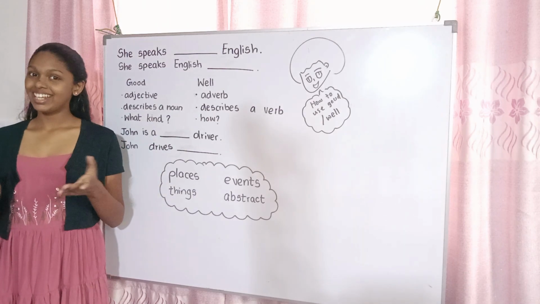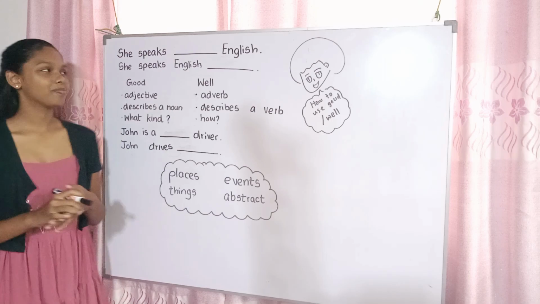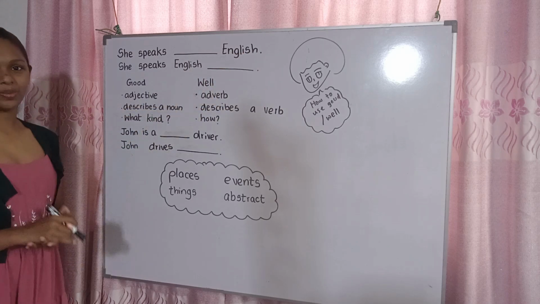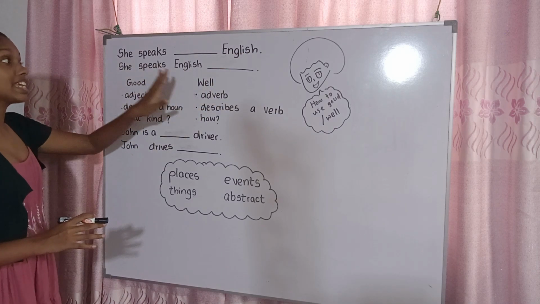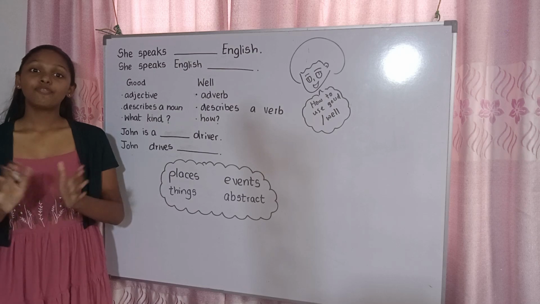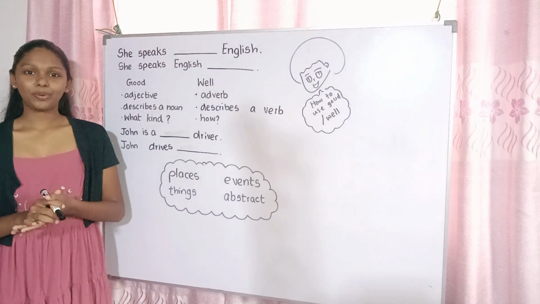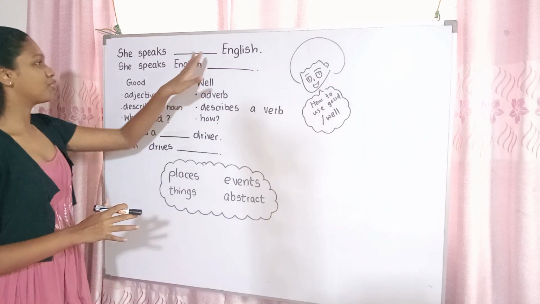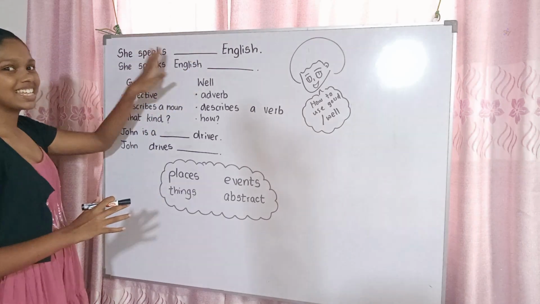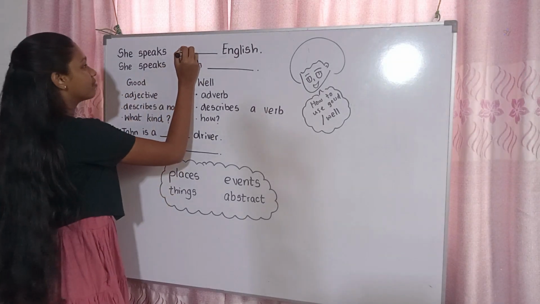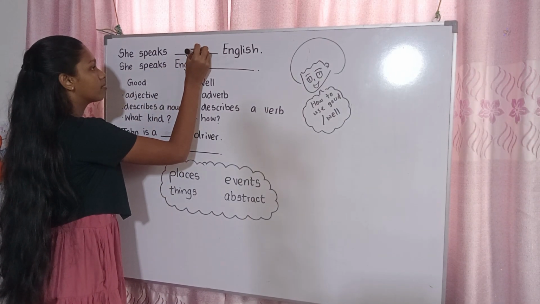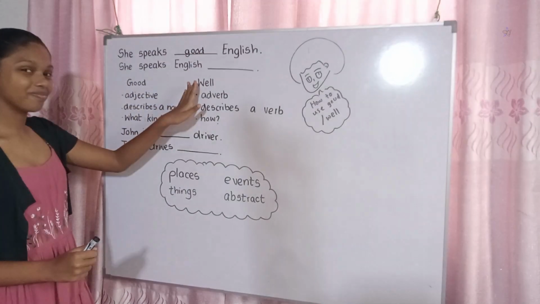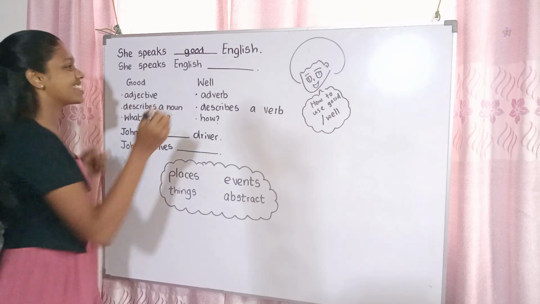Before we jump into the lesson, let's look at two small examples. The first one is: she speaks blank English. She speaks English blank. If you want, you can pause the video and figure out the answer. Very nice, friends. The first answer for this blank is she speaks good English. The next one, she speaks English well. Very nice.